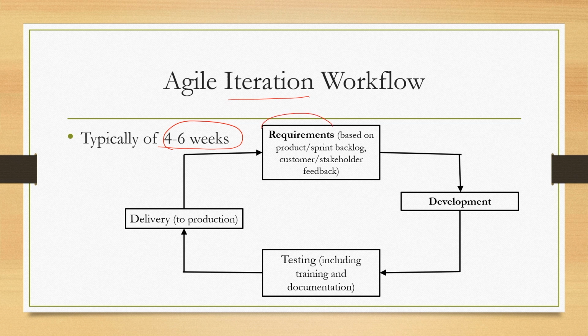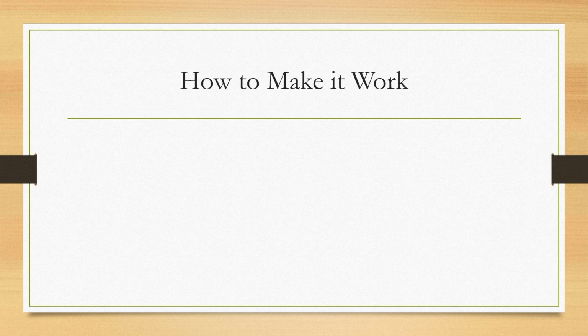So, this sprint includes requirements, development, testing and delivery. So, requirements based on product sprint backlog, customer stakeholder feedback, then followed by development, then testing including training and documentation, followed by delivery to production. 4 to 6 weeks, which is quite acceptable and manageable.